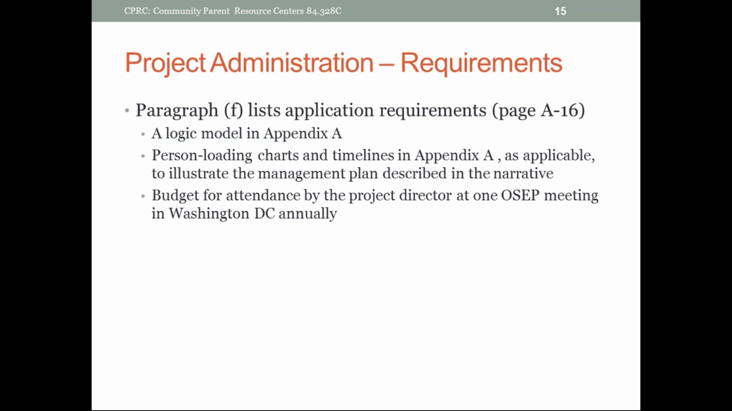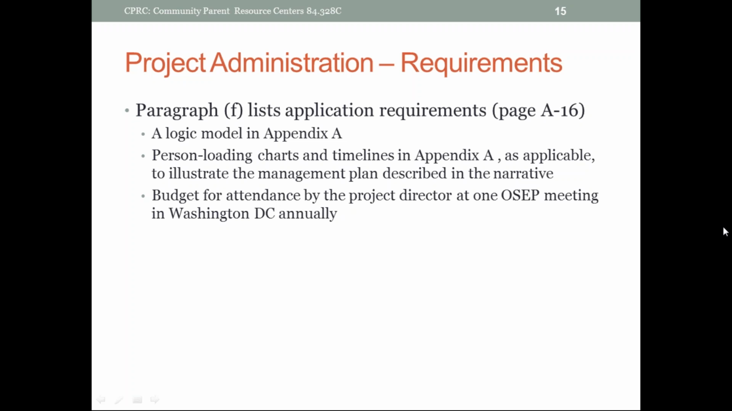So the other requirements, as I stated, is that you have to have a logic model in Appendix A. And we'll talk about what goes in Appendix A and what doesn't. That if you're going to have person loading charts and timelines for your project, that they also be in Appendix A. And any other applicable charts that might be used to illustrate the management plan described in the narrative. And then budget for attendance by the project director at one OSEP meeting in Washington, D.C. annually.